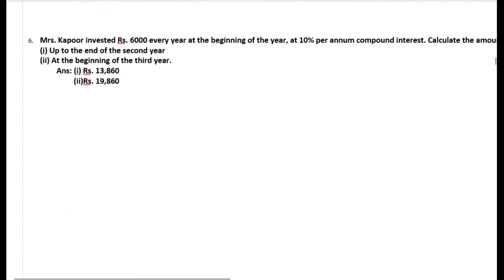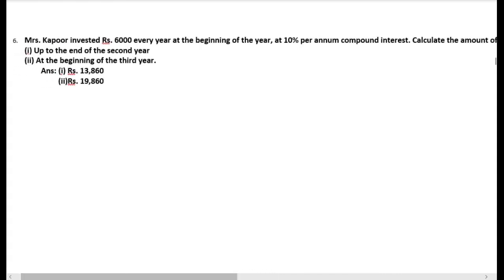Mrs. Kapoor invested rupees 6,000 every year at the beginning of the year at 10% per annum compound interest. Calculate the amount of her total savings up to the end of the second year and at the beginning of the third year. Please be very careful when you come across these kinds of questions. Mrs. Kapoor invested rupees 6,000. This is your principal. Every year at the beginning of the year. These are the important terms to be taken care of.